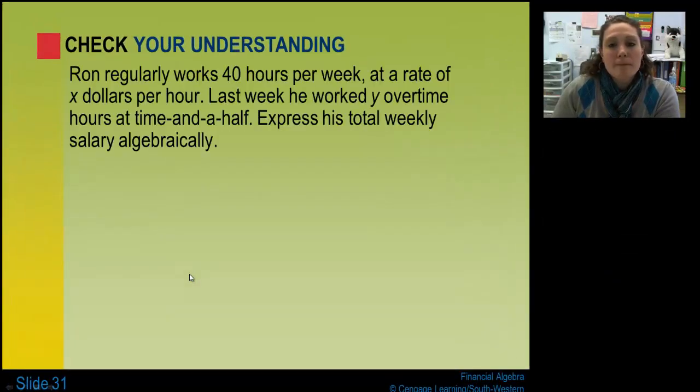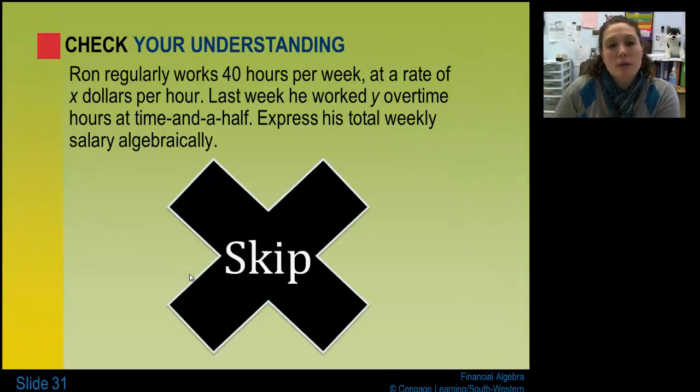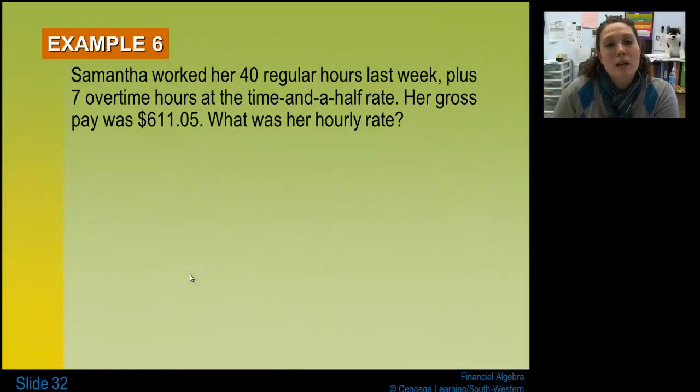Check your understanding. This one we are going to skip. Example 6. Samantha worked her 40 regular hours last week plus 7 overtime hours at the time and a half rate. Her gross pay was $611.05. What was her hourly rate? So in this particular problem, we don't know what she's making per hour. That's what we need to find. So we're going to actually have to set up an equation here.